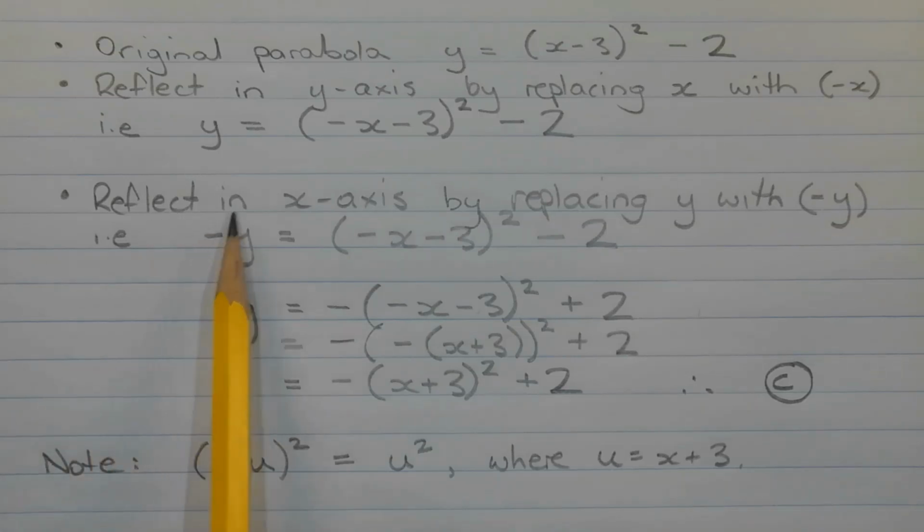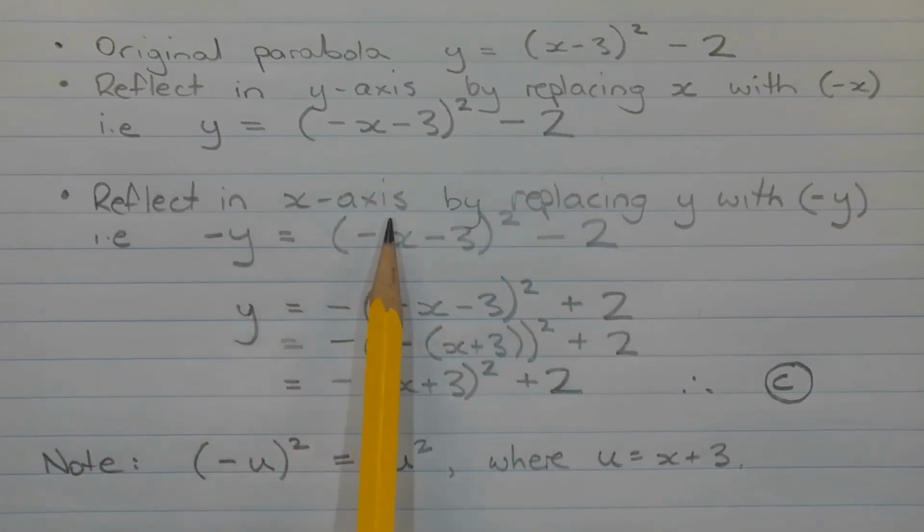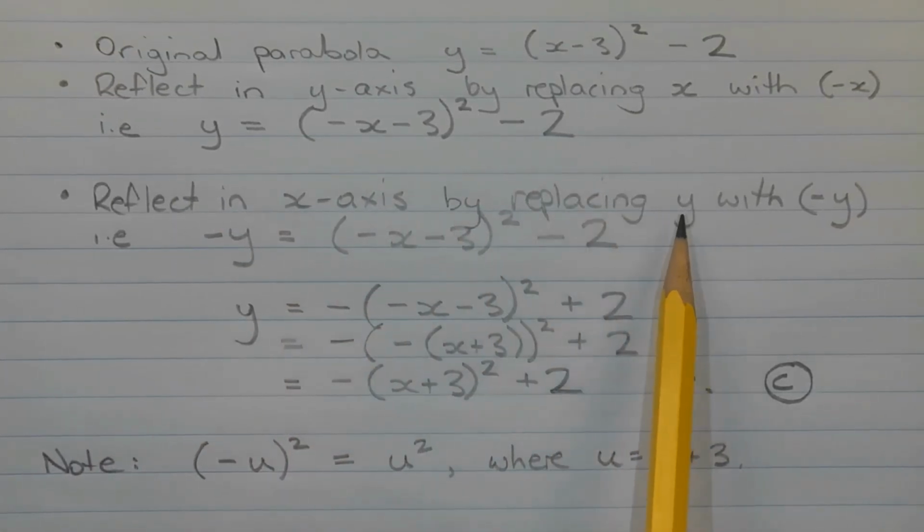Next, reflect this parabola here in the x-axis by replacing y with negative y. Again, for the same reason, all the y coordinates of the points that make up that curve change sign. So whatever was positive becomes negative, and whatever was negative becomes positive.